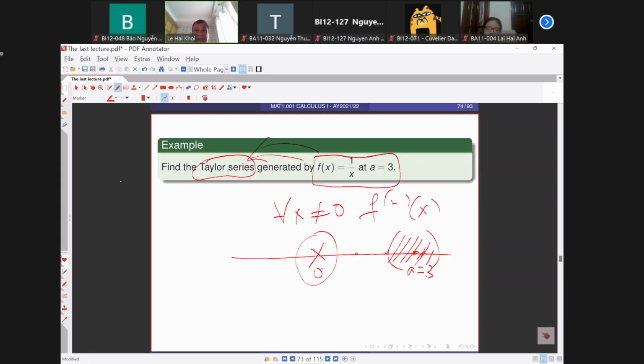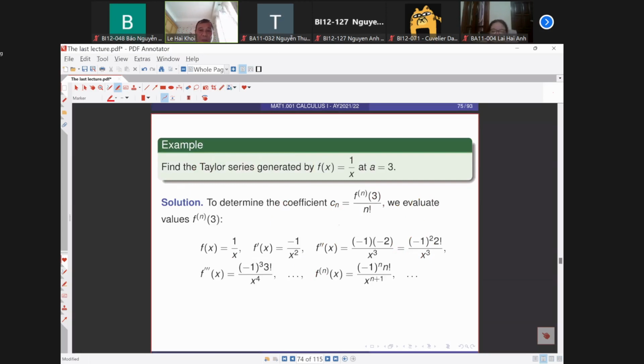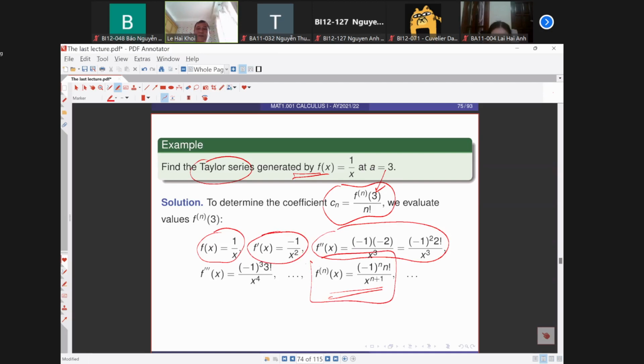Then you can compute the coefficient of the Taylor series generated by f using the formula: f derivative of order n at a, over n factorial. And for that, you need f(x), you need f prime, you need f double prime, etc. So f^(n). Như vậy là các em phải biết được, tìm được cái công thức đạo hàm bậc n của hàm 1 trên x nó bằng bao nhiêu. Rồi các em thay x bằng 3, các em sẽ ra kết quả.